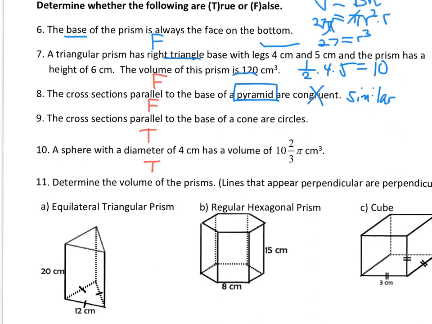Number 10, a sphere with diameter 4 has a volume of 10 2/3 pi cubic centimeters. The reason why that's true is because we have to first calculate that the radius is 2, and then use the formula, which is 4/3 pi r cubed. So that's how you would get that answer of 10 2/3 pi cubic centimeters.